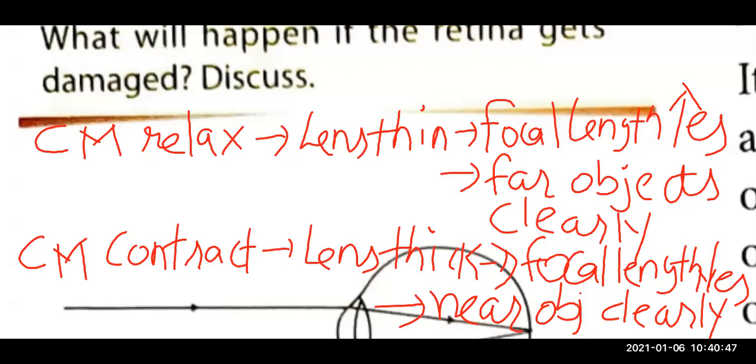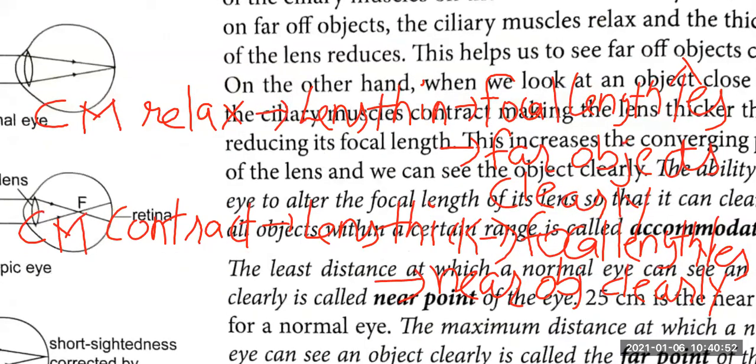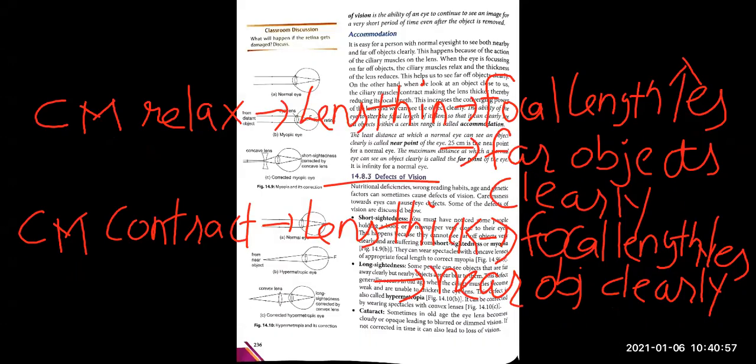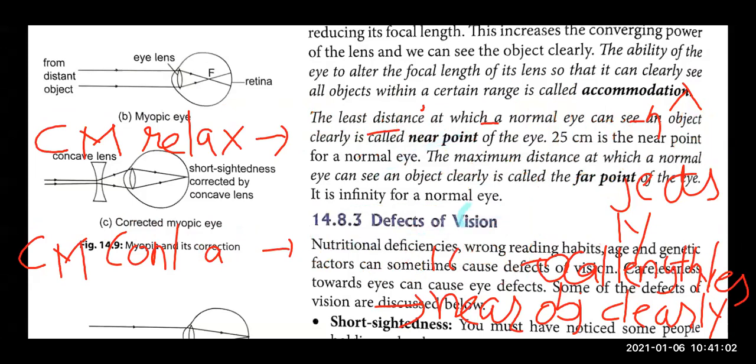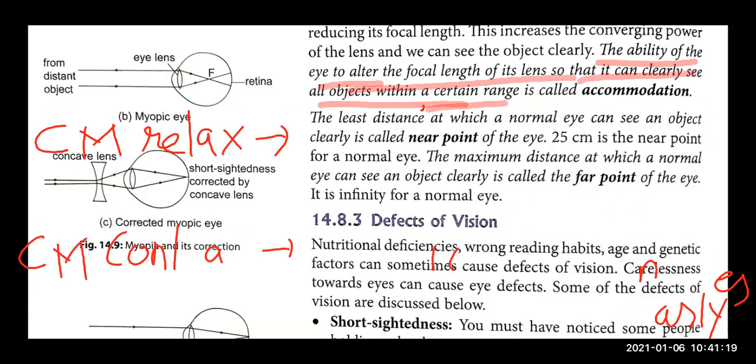So please underline this line, children. Very, very important. The ability of the eye to alter, means change, the focal length of the lens so that it can clearly see all objects within a certain range is called accommodation.